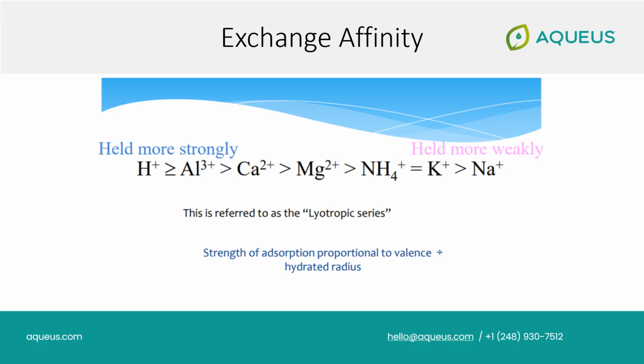Anyway, this is called the lyotropic series, and the strength of adsorption is related not only to the charge but the size of the cation. The bigger cations that have a single charge have less charge density, and that's why we see them more towards the right. Potassium, for example, only has one charge and it's fairly large. But calcium is a little bit smaller with two charges, so the charge density is much higher.